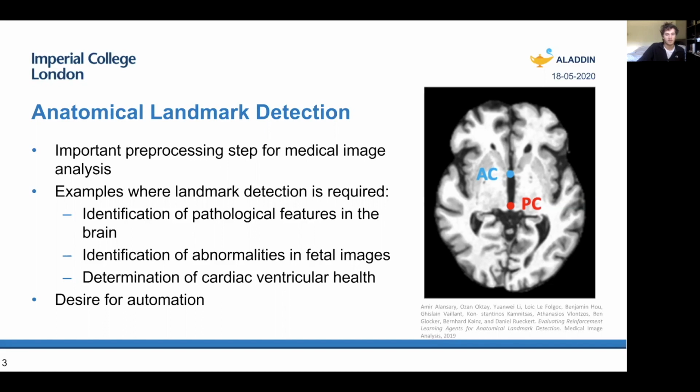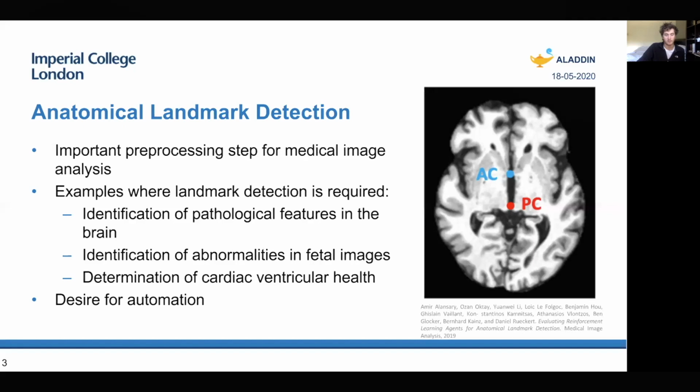Manual landmark detection, however, is time-consuming and requires expensive medically trained staff. Automating this task, however, is not trivial due to the variable nature of the human anatomy and the requirement for high reliability and accuracy. A technique which can deal with this complexity well is reinforcement learning.